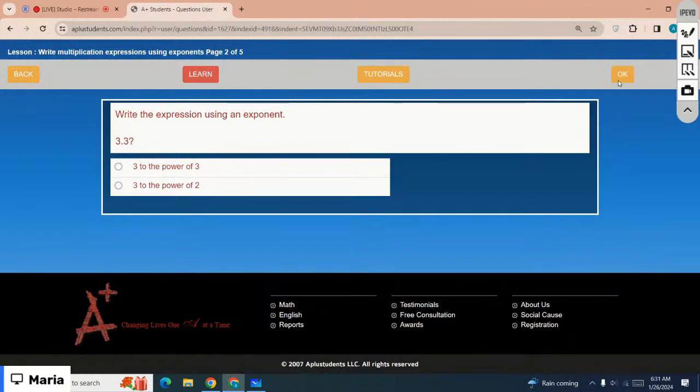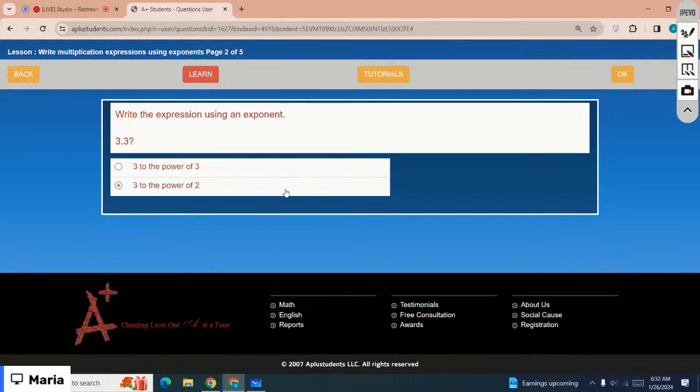The correct option is the second one, that is 3 to the power of 2, because 3 is multiplying 2 times, not 3 times. That would be 3 to the power of 2. How many times is 3 multiplying? 3 is multiplying just 2 times. That would be 3 exponent 2.